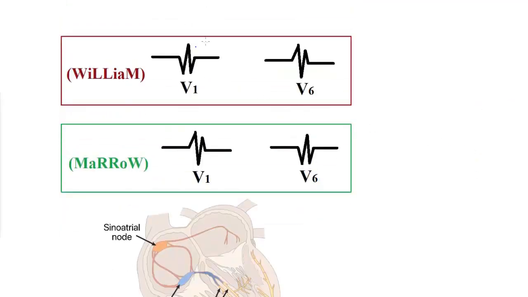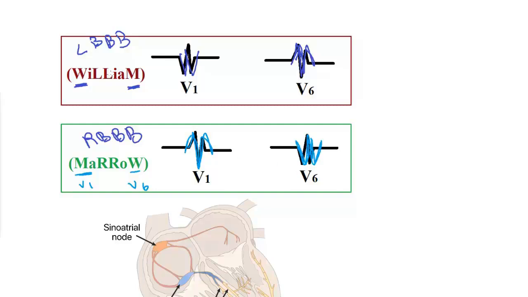Alright, and then looking here is quite straightforward if you use these two memory aids, William and Marrow. So for William, L is for left bundle branch block, and for Marrow, R is for right bundle branch block. So you look at the V1 and V6 leads. For left bundle branch block, in V1 you will see W, while in V6 you will see an M pattern QRS. Versus for right bundle branch block, in V1, so these are V1, the next one is V6. So for V1 you will see M pattern, while for V6 you will see a W pattern.